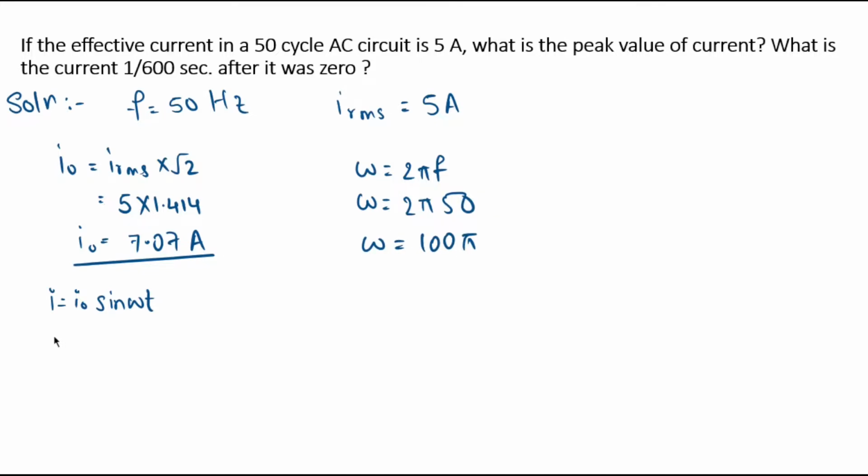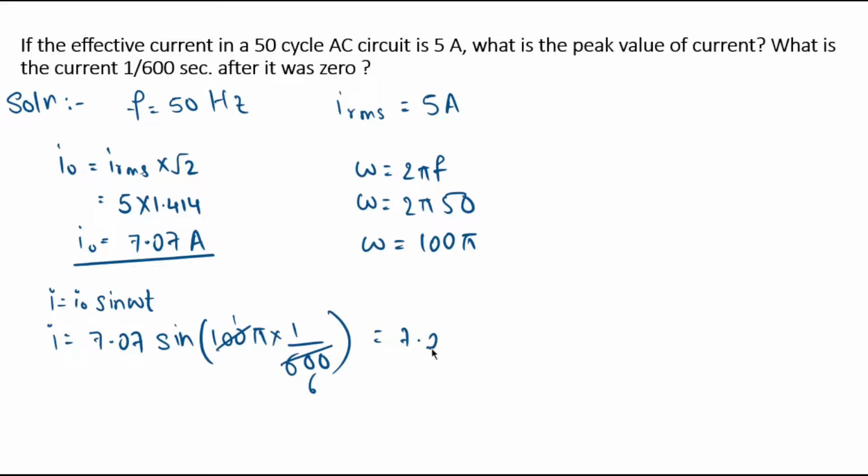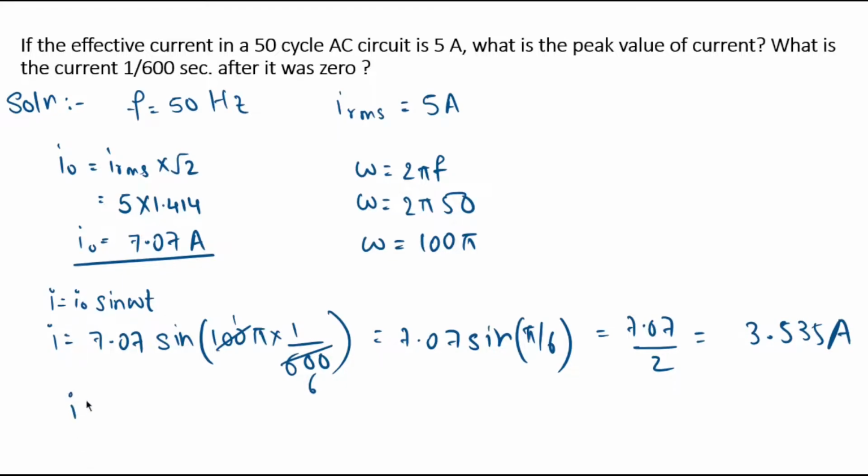Now the current I can be written as I naught, which is 7.07, into sine of omega t, that is sine of omega, which is 100 pi, and t is 1 by 600. So 100 by 600, this thing comes out to be pi by 6. So 7.07 into sine of pi by 6. Now sine of pi by 6 is half. So I can be written as 7.07 divided by 2, which comes out to be 3.535 ampere. So the instantaneous current at time 1 by 600 second is 3.535 ampere.